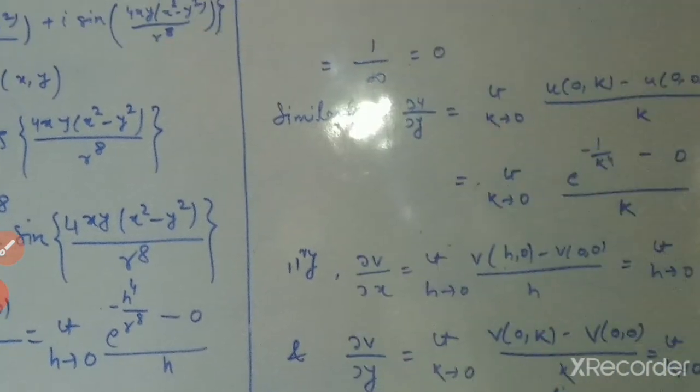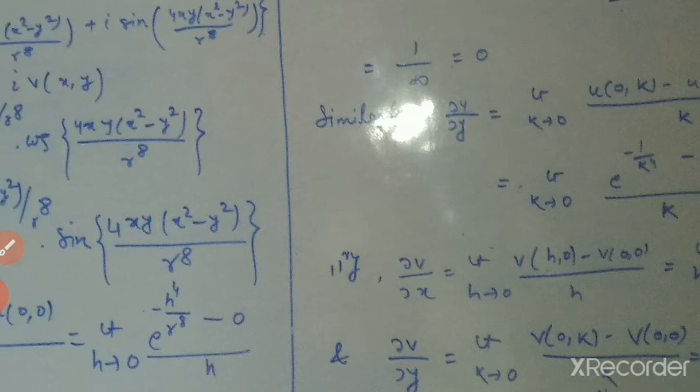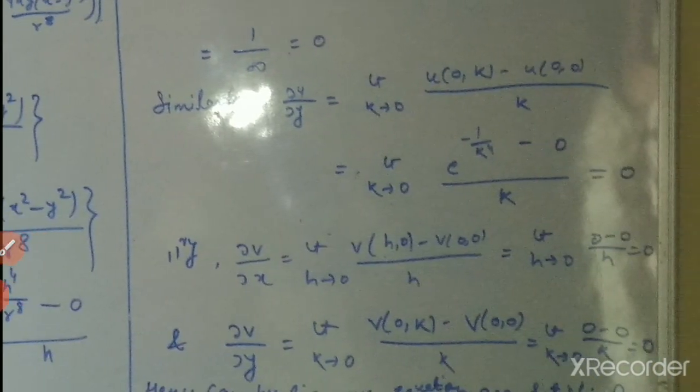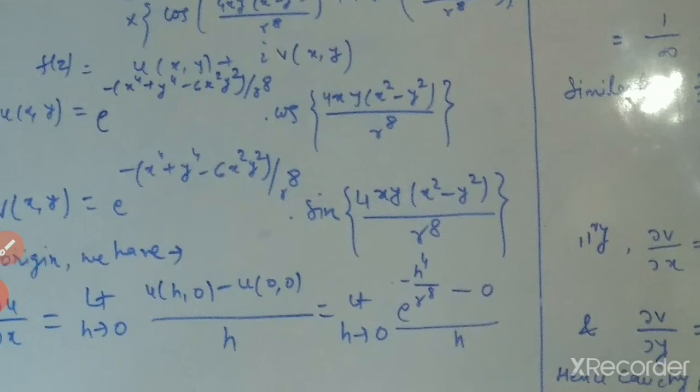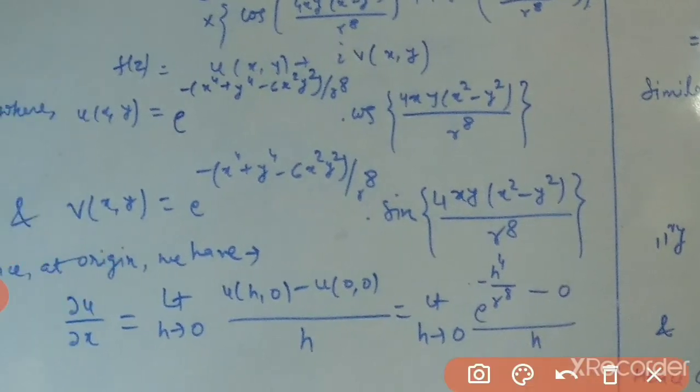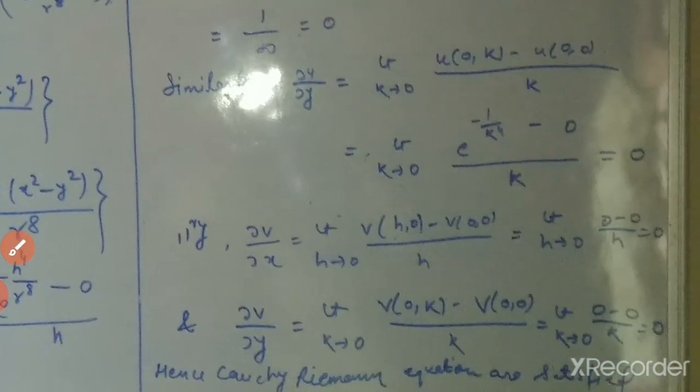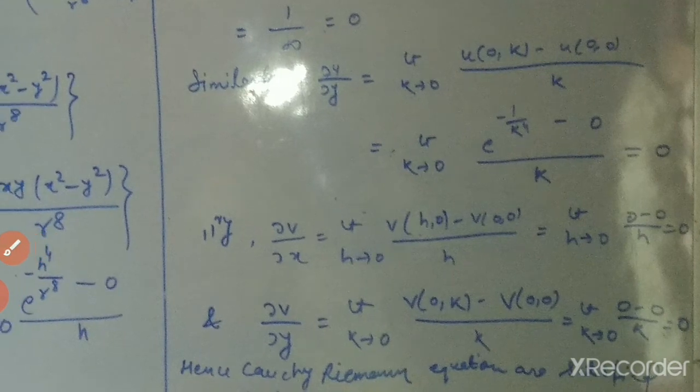So we are finding here del u by del y, and we are putting k tends to 0. That's why we are getting the value like this. We are putting k tends to 0, meaning in the place of y we put k, and when we put the value x equals 0, we have y to the power 4 divided by r to the power 8, and cos 0 is again 1. So we get the same thing as in del u by del x. Similarly, this is minus 1 by k to the power 4 minus 0 divided by k, and this will become 0.